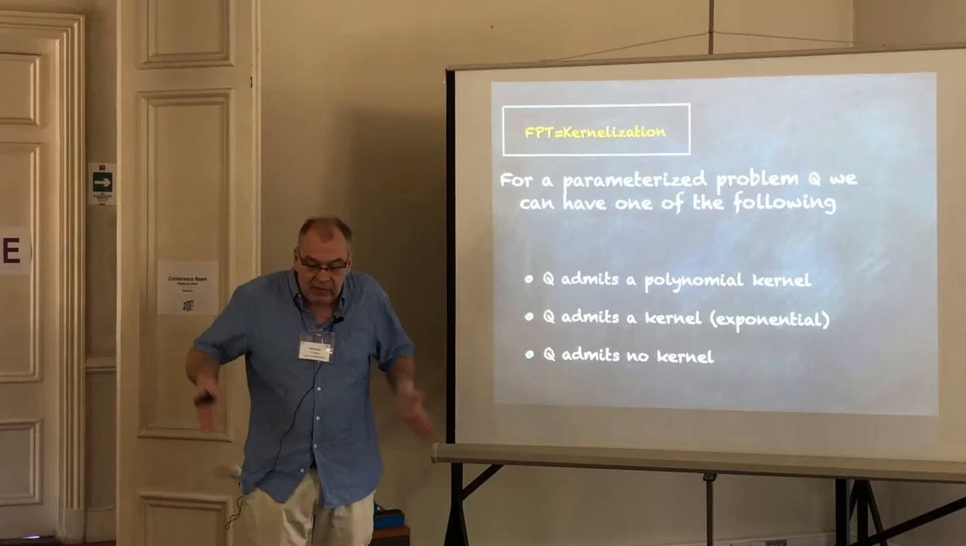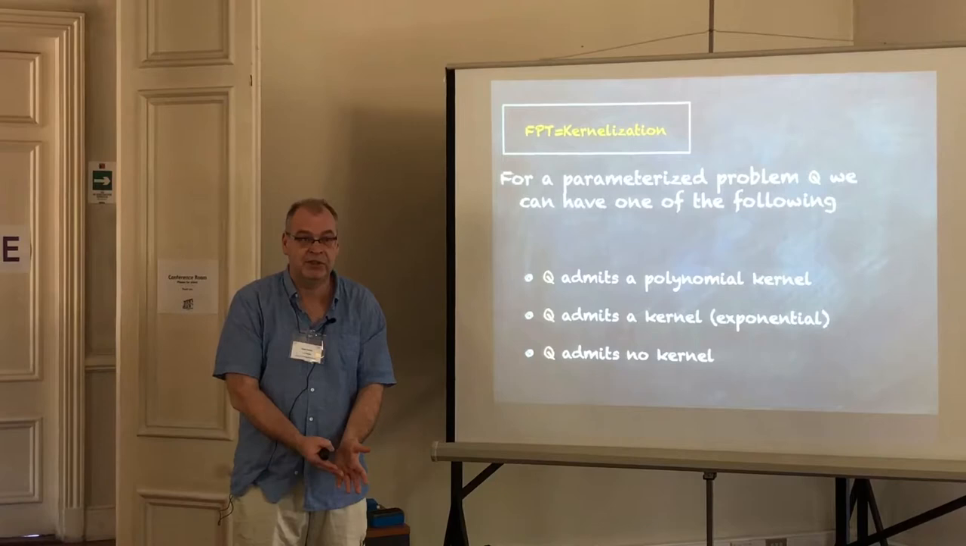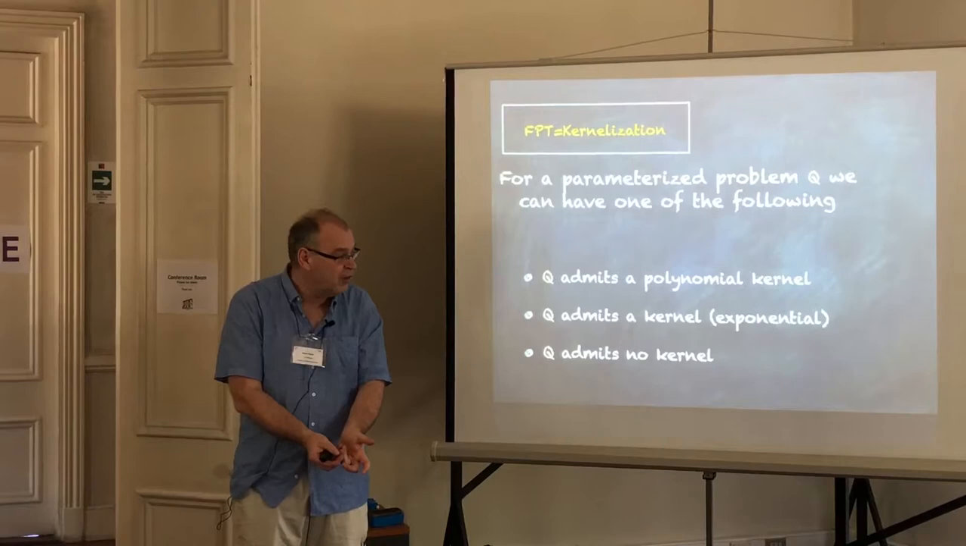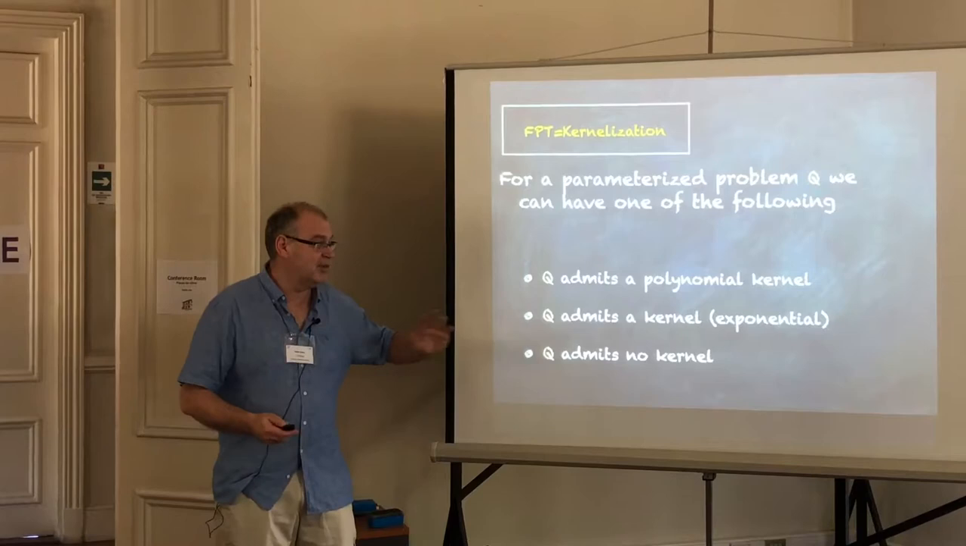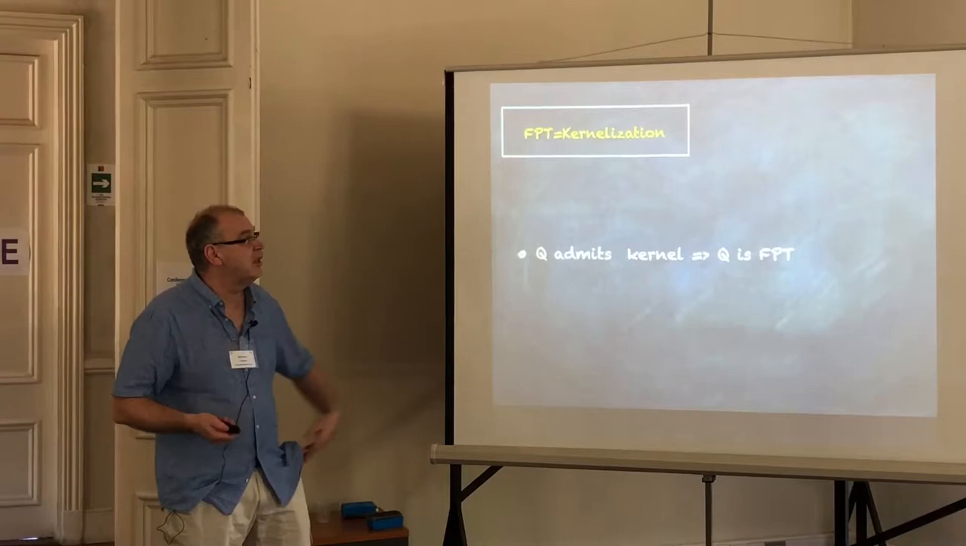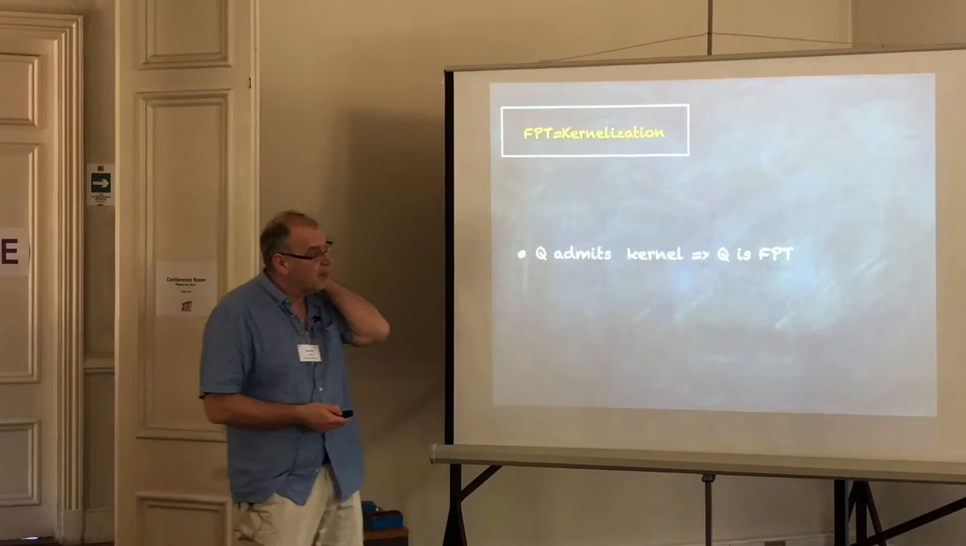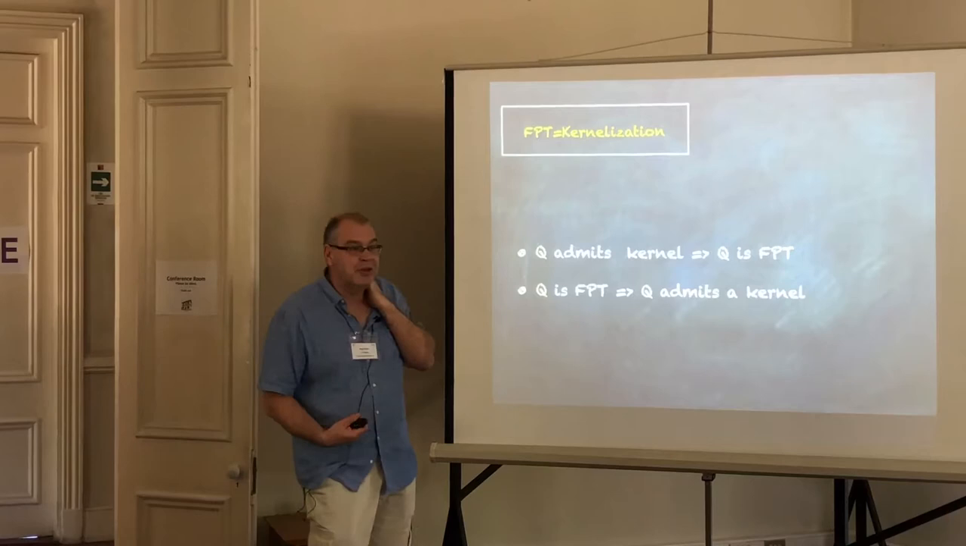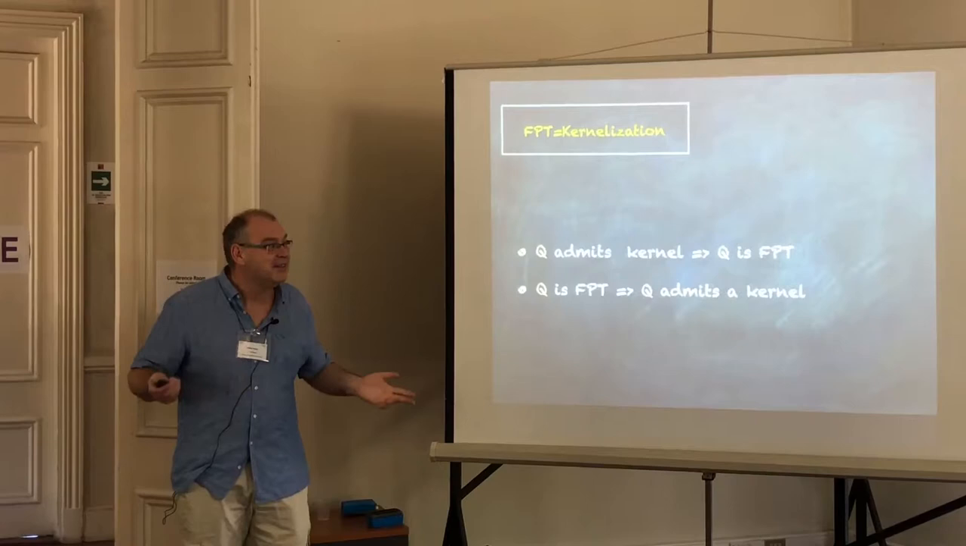Why? Because if a problem admits a kernel, right, I'm able in polynomial time to reduce the size of the problem to something bounded by some function of k, then I just run brute force on this reduced instance, and I can solve the problem in FPT. So definitely there are problems which do not admit a polynomial kernel. But as I say, if the problem admits a kernel, then the problem is fixed parameter tractable. But the funny thing is that if the problem is fixed parameter tractable, it also admits a kernel. Right? This is the first time you see this result, it's strange. You don't believe it. But the proof is extremely simple.